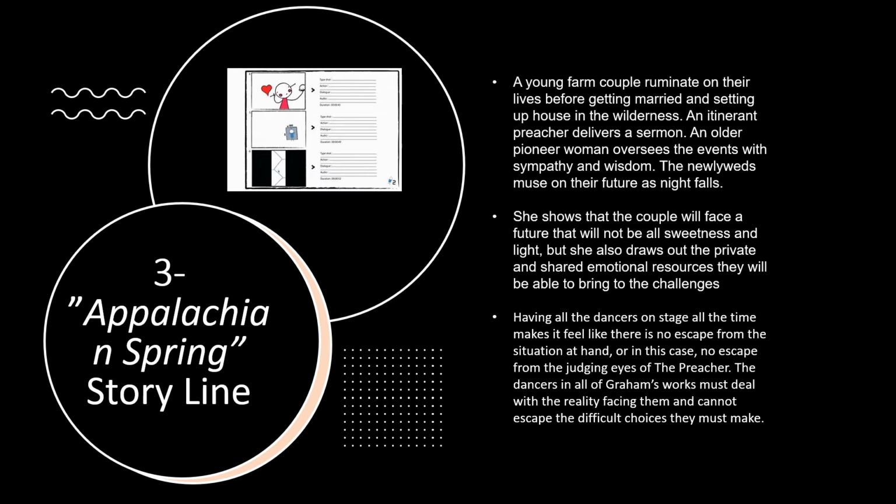I'm not going to talk a lot about the storyline of the project, but she showed that the couple will face a future that will not be all sweet and light, but she also draws out the private and shared emotional resources that they will be able to bring to the challenges. Having all the dancers on stage all the time makes it feel like there is no escape from the situation. They have to face it, they have to be in it, and they have to find a way. The dancers must deal with the reality facing them and cannot escape the difficulties and the choices they must make. Okay.